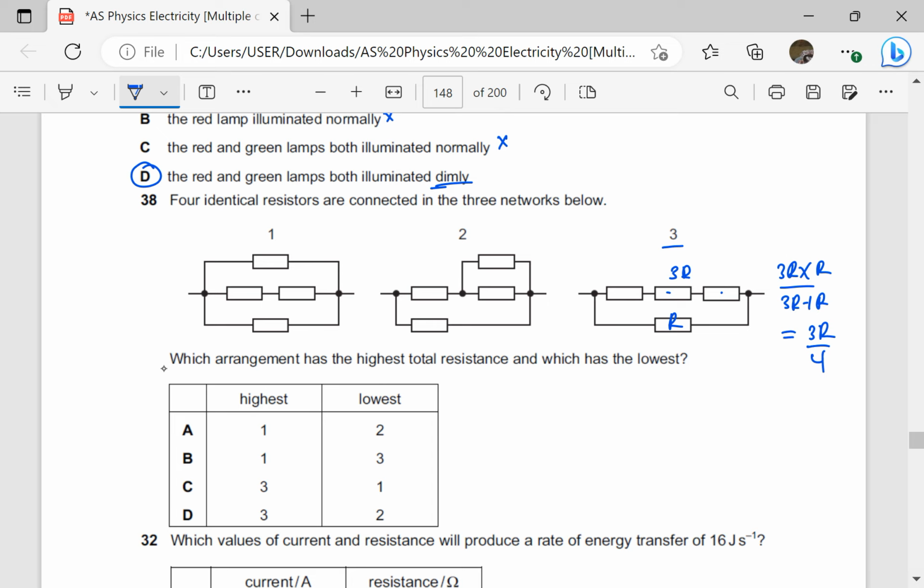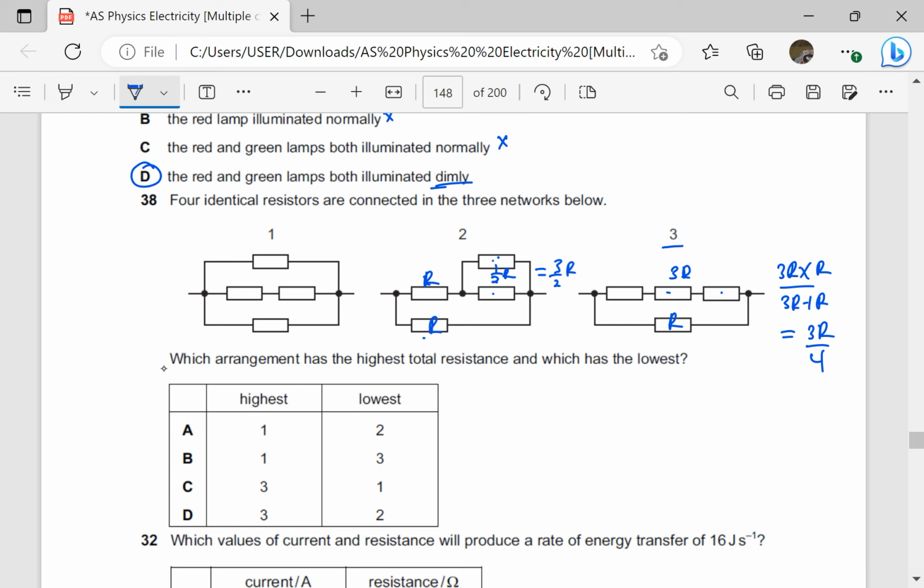Let's check this one. These are in parallel, so this is R and R. When they are in parallel, they give us a half R. A half R we add to R in the upper branch, so we have R plus a half R, which is 3 over 2 R. So 3 over 2 R is in parallel with the R at the bottom.